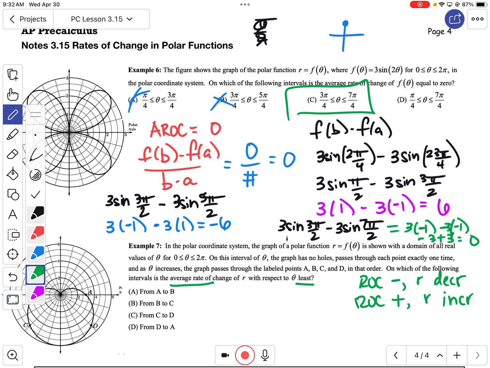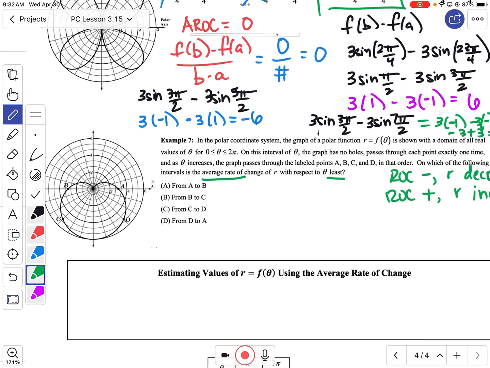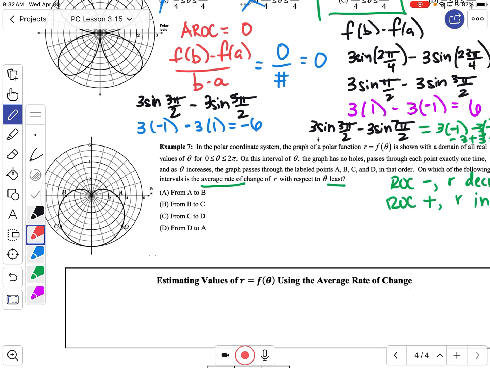So let's just look at these pictures that we have. From A to B, if I do the average rate of change between A and B, what's the slope between those 2 points? It's 0. The rate of change is equal to 0, so it can't be that one.